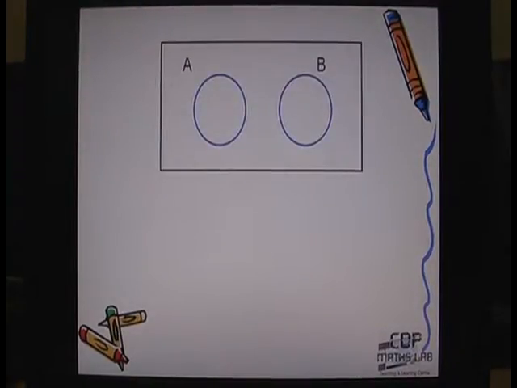Now, what we're going to be doing now is a bit of revision. As we give you the instructions, we'll ask you to pause the video and give us the answers as we do revision together. Now, here we have two sets, set A and set B. I must remind you that the rectangle represents the what? Universal set. Now, here's a question.